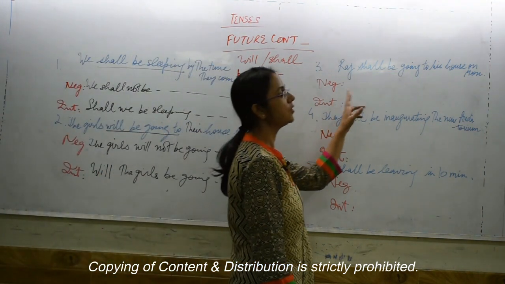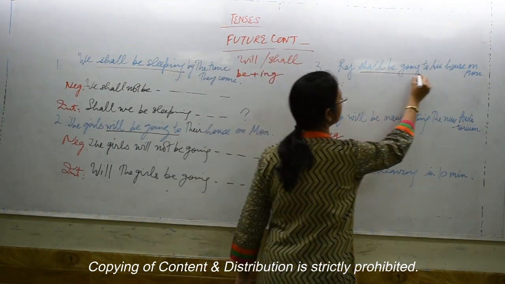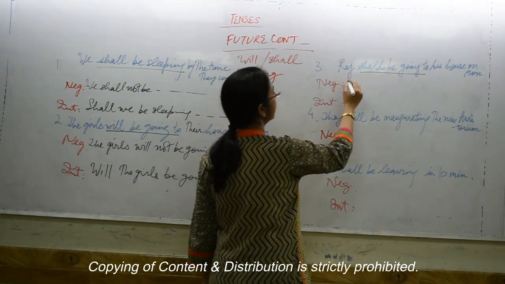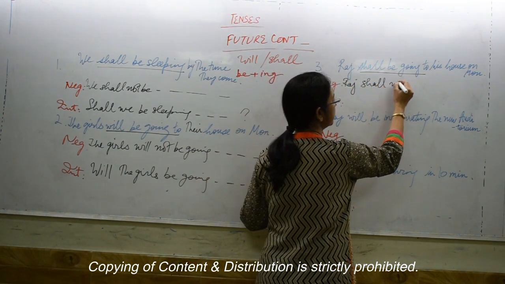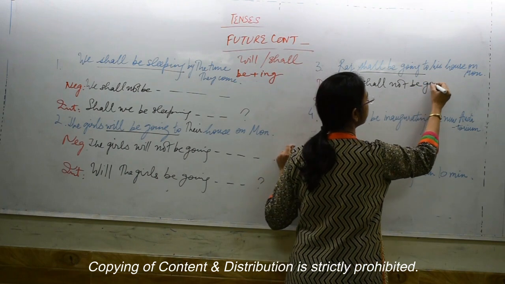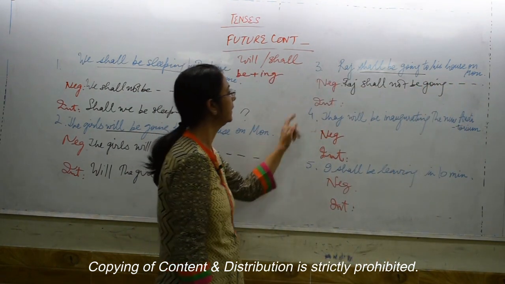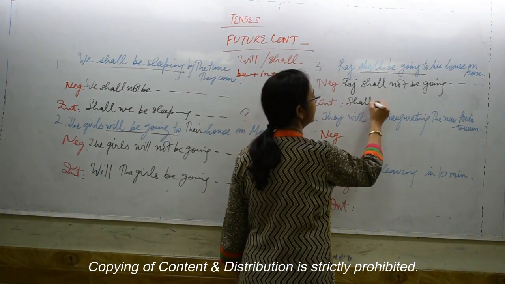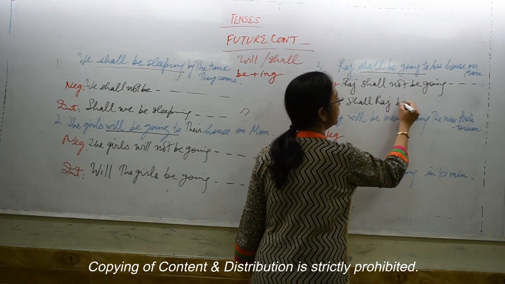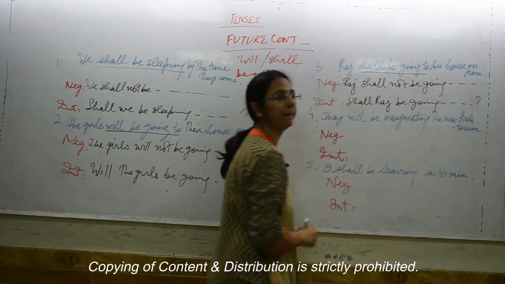Raj shall be going to his house on Monday. So, shall be going. Raj shall not be going to his house on Monday. Interrogative: shall Raj be going to his house on Monday?